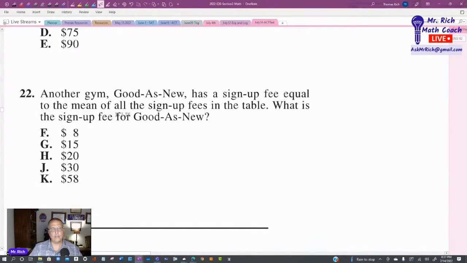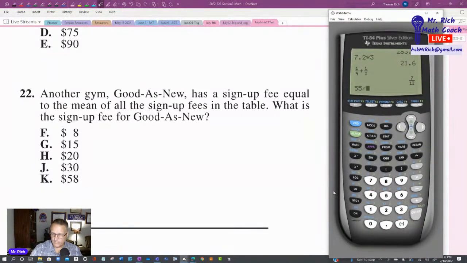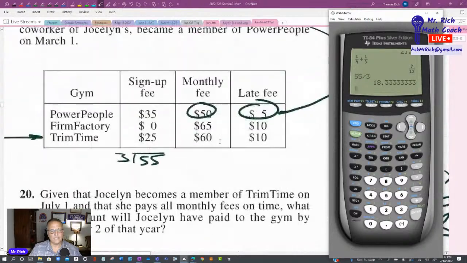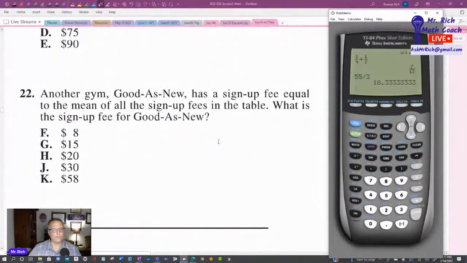Sign-up fee equals the mean of the sign-up fees of all the sign-up fees in the table. So I'm going to bring up my calculator and do 55 divided by 3. I get 18. So maybe what they mean is only the ones that there are in the table. So maybe it's 60 divided by 2, which would be 30. It's kind of a trick question.